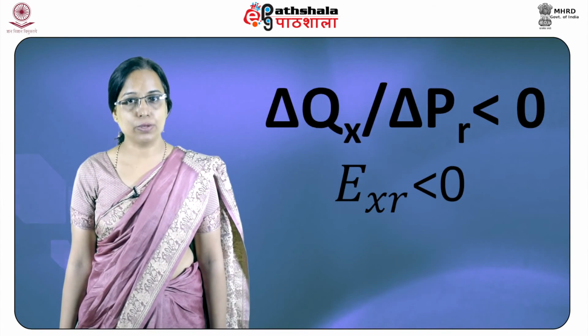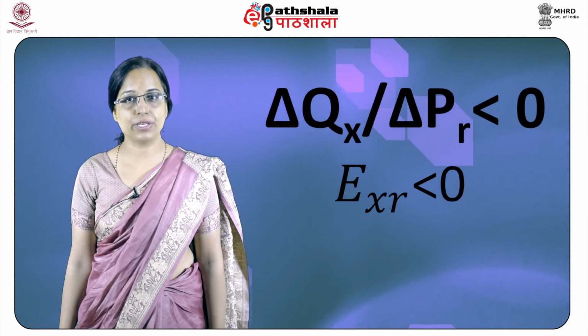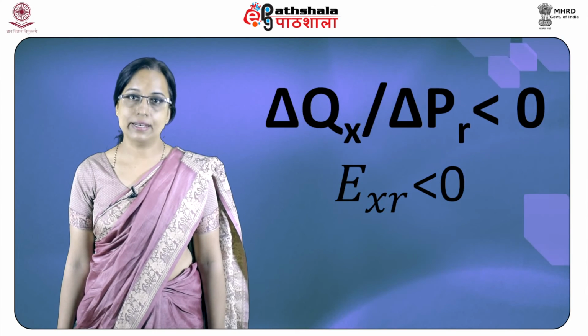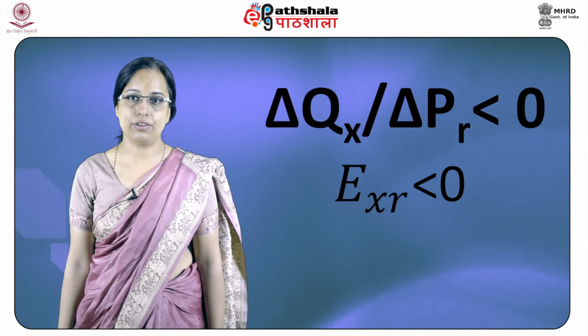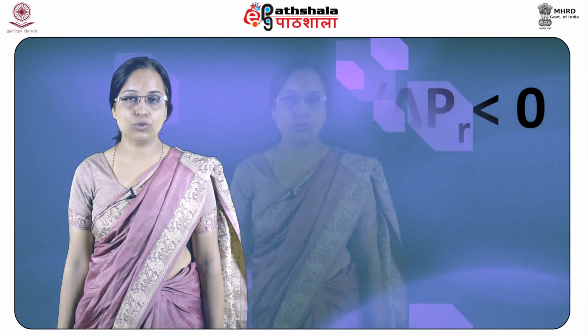If the two goods are perfect substitutes, then the cross price elasticity of demand would tend to positive infinity. Example, if we consider Pepsi as a perfect substitute for Coke, then EXR would be positive infinity. If the goods X and R are complements, then change in QX by change in PR is less than 0. That is, less of X is bought when there is a rise in the price of R. This implies that EXR is less than 0. Example, pen and refills are complementary goods. If the price of refills rises, then the demand for pens may fall. Note, for independent or unrelated goods, EXR would be close to 0.